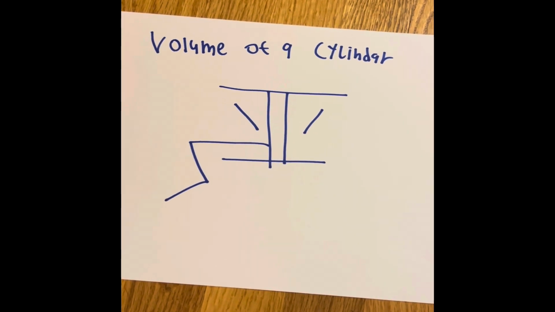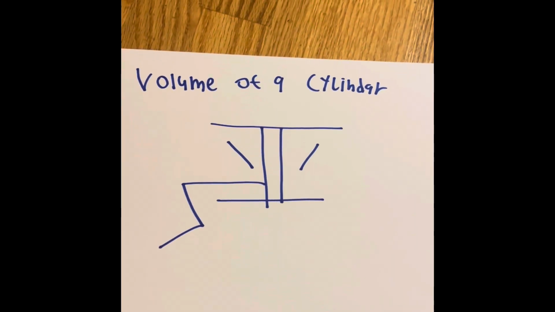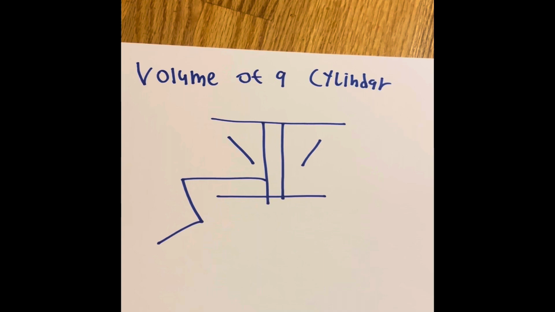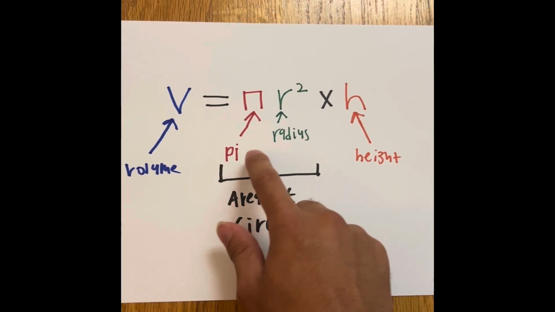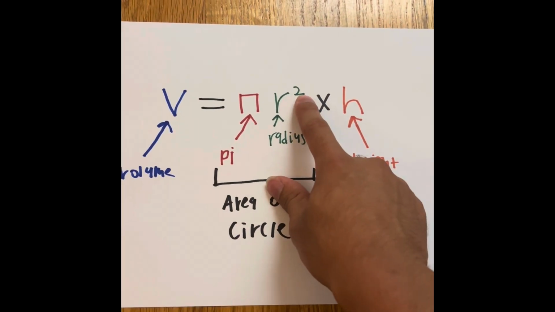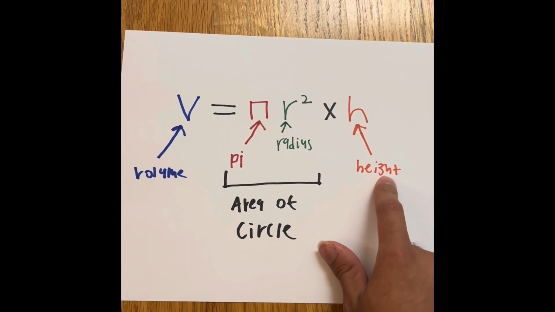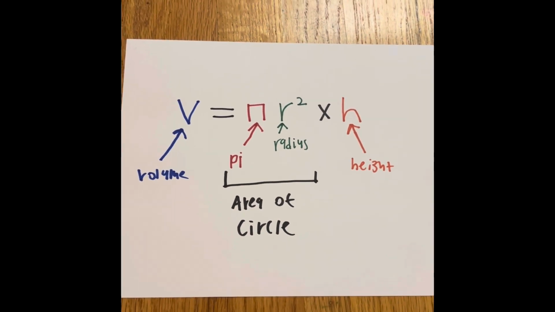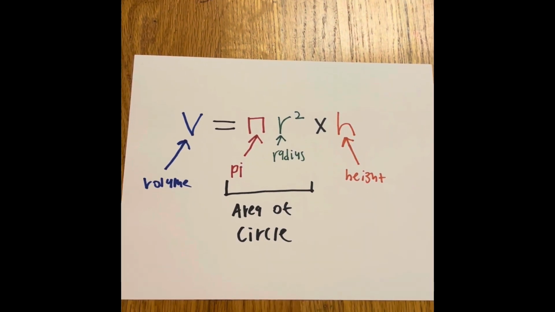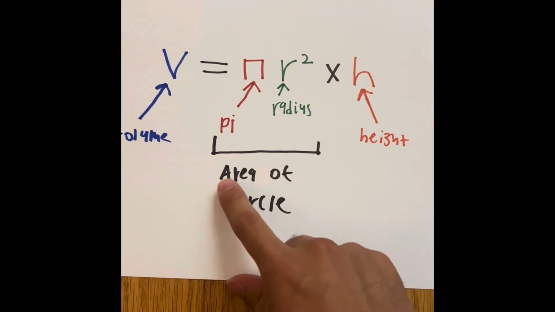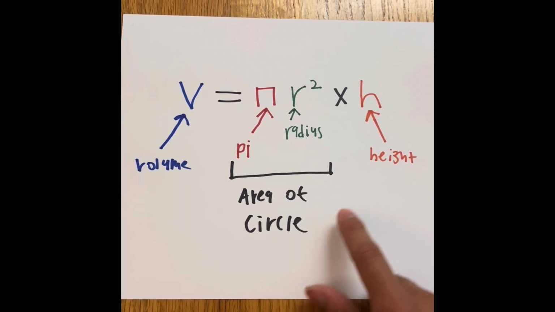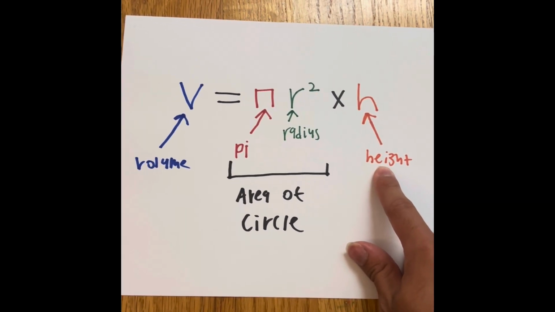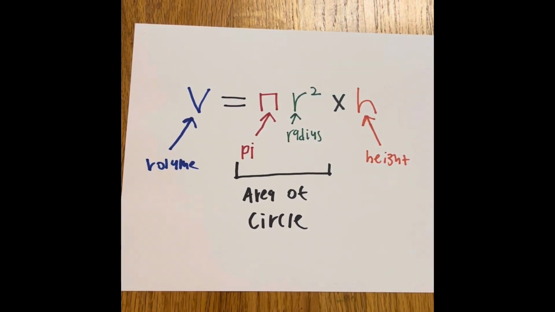In order to find the volume of a cylinder, there is a formula that we can use. The formula is: the volume equals pi times the radius squared, then we multiply by the height. Since a cylinder has a circle on the bottom, that explains why we have to calculate the area of the circle first before we multiply by the height. Here's an example.